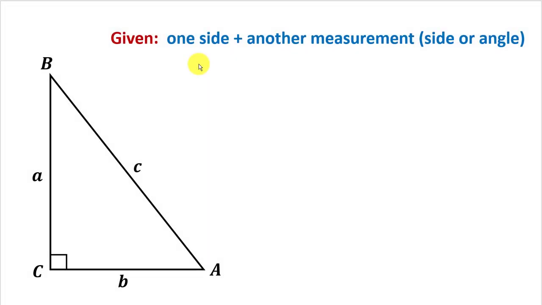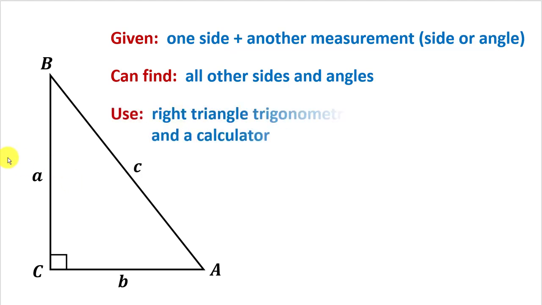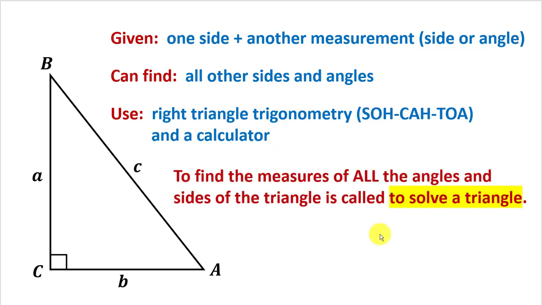In a right triangle, if we know two measurements, at least one of which is the side length, then we can find all other sides and angles of the triangle. For that we'll need to use right triangle trigonometry and a calculator. And in general, to solve a triangle is to find the measures of all the angles and sides of the triangle.